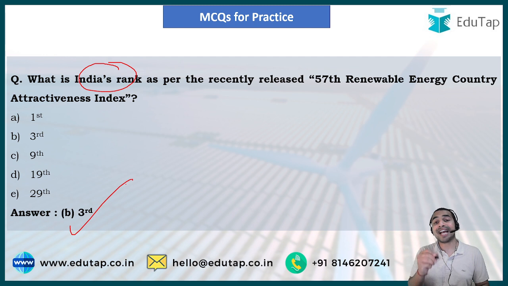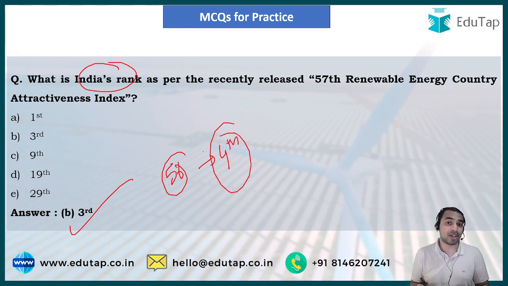So guys, India's rank was 3rd, and if we talk about India's rank in the 56th edition, then it was 4th. As we have discussed in this particular session, India's rank has improved from 4th to 3rd from the 56th to the 57th edition of this particular index. And now guys, let's move on to the next question of this small MCQ series.